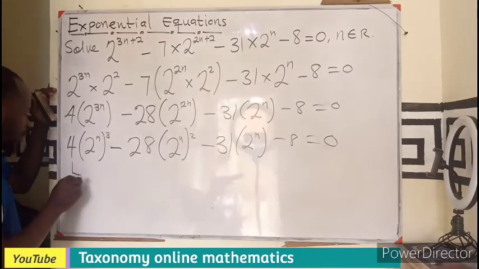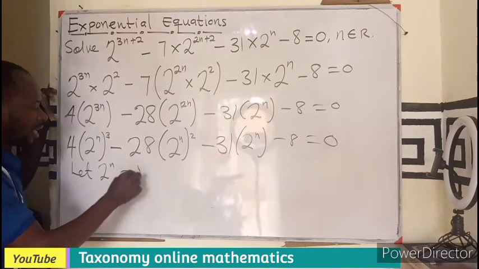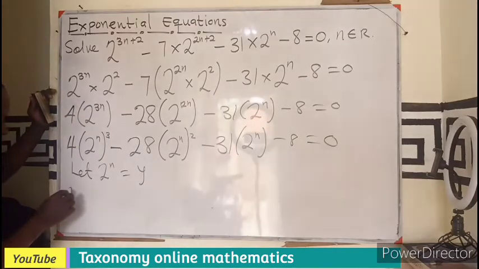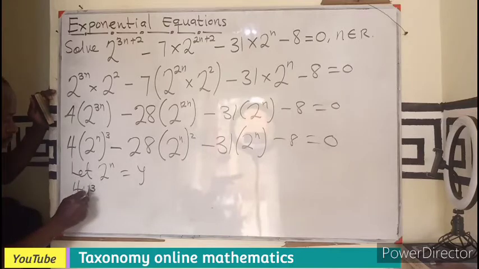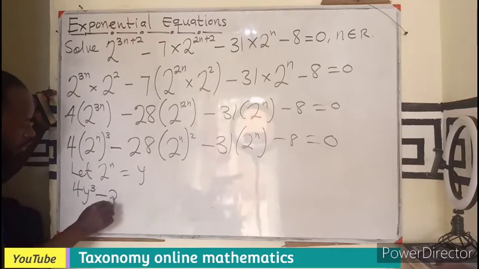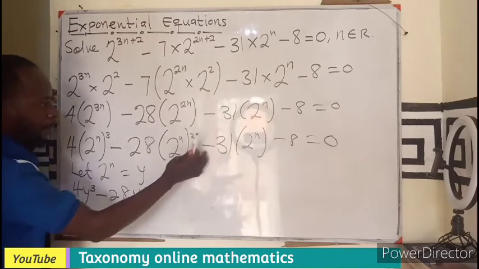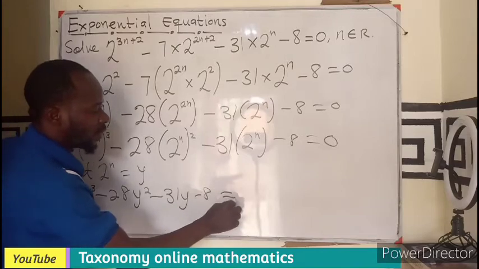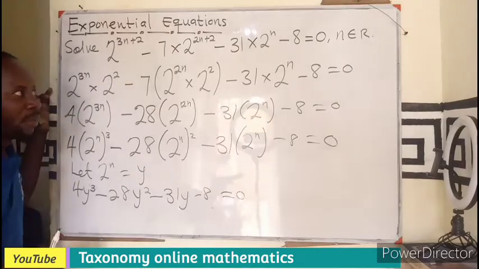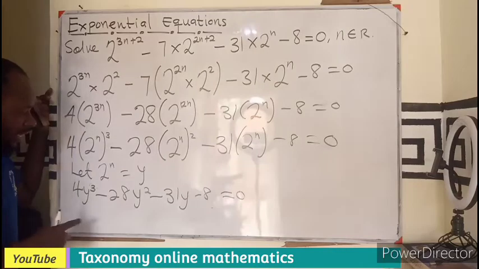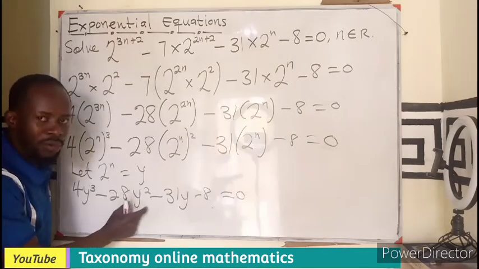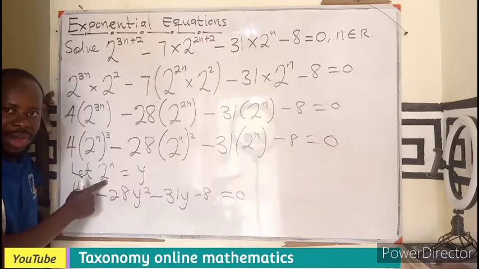So we can let this 2^n equal y, or a variable. So that becomes 4y^3, I think this is cube, minus 28y^2 minus 31y minus 8 equals 0. We are solving for n. Now the n is sitting in the y, so if we know the value of y, we can equate to get our n.